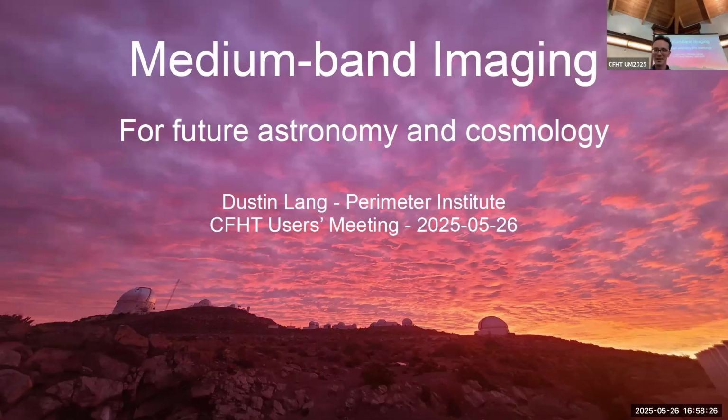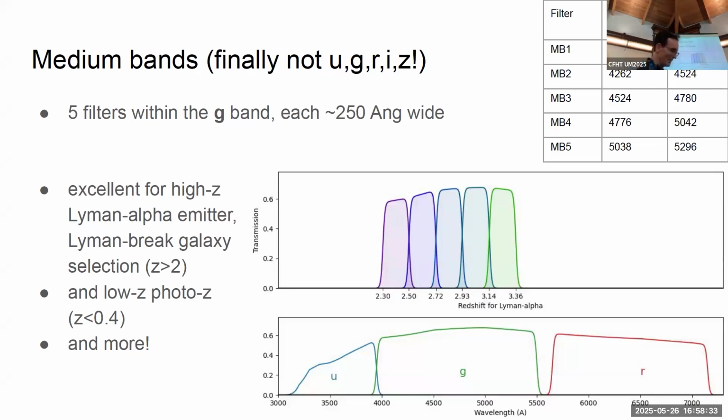Okay, thank you, everyone. I guess we've heard a lot about these medium bands so far, so I just wanted to orient you a little bit: U band, G band, R band. The 5 bands we're talking about here are within the G band. The leftmost one just meets up with the calcium H&K filter that Nicolas was talking about for Pristine. So these are excellent for doing this selection of.